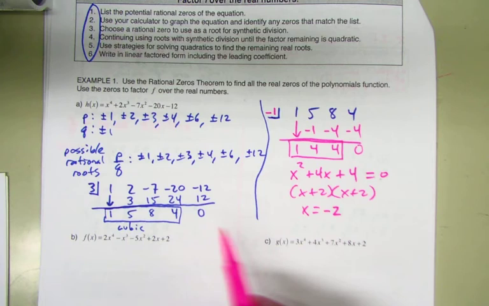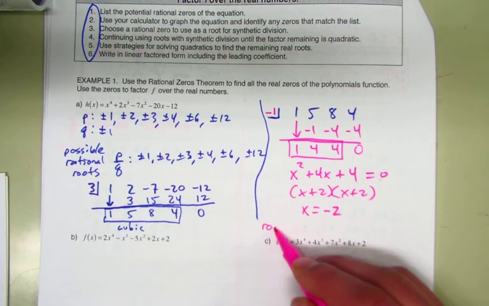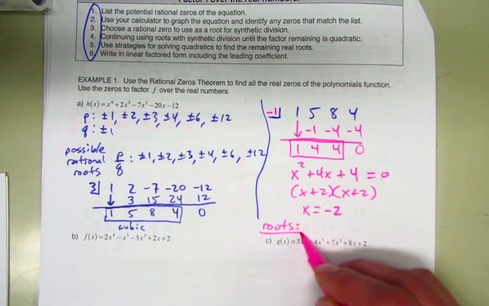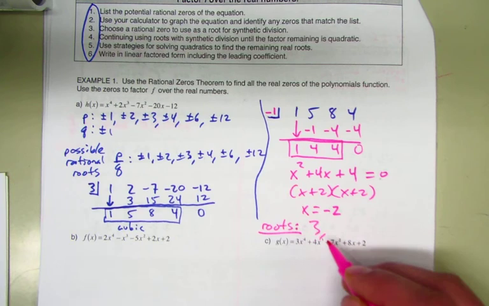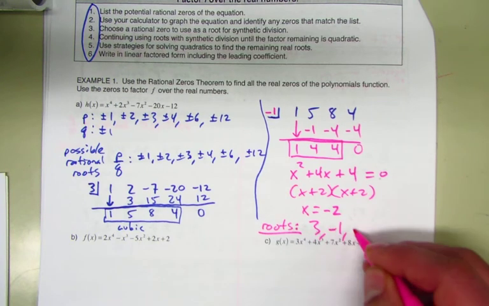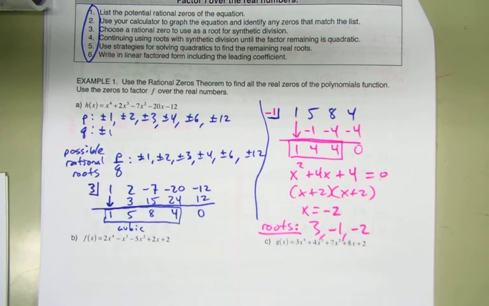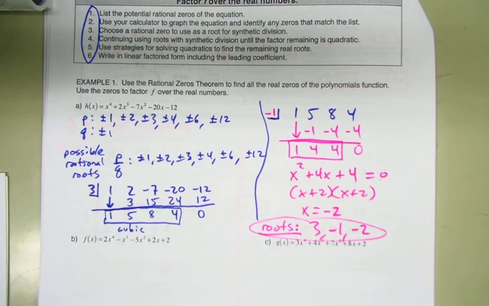So all the roots, all the zeros. We have 3, -1, and now we just found the last one, -2. Okay? Any questions on that?